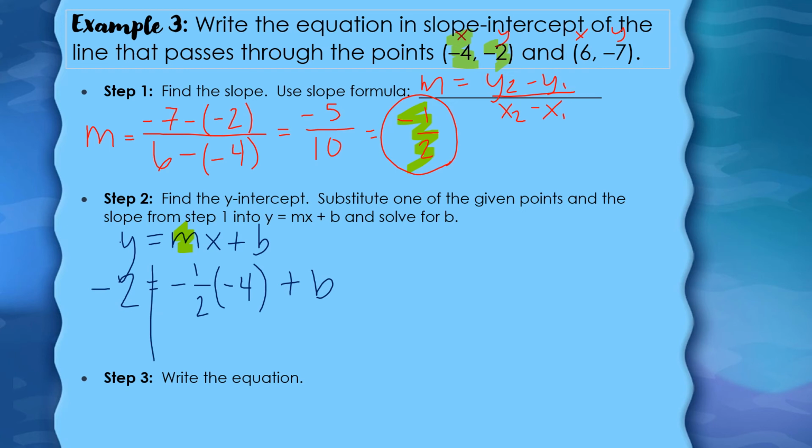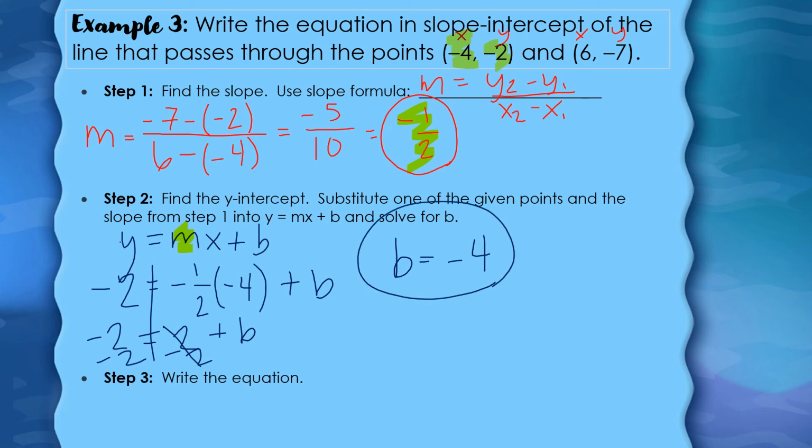So first multiply -1/2 times -4, which would be +2. Bring down the -2 plus b, and now I can just move the 2 to the other side. So this cancels, and b is equal to -4.